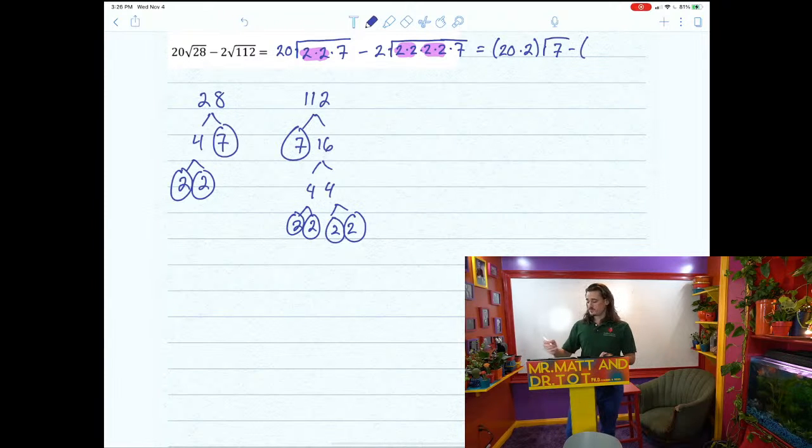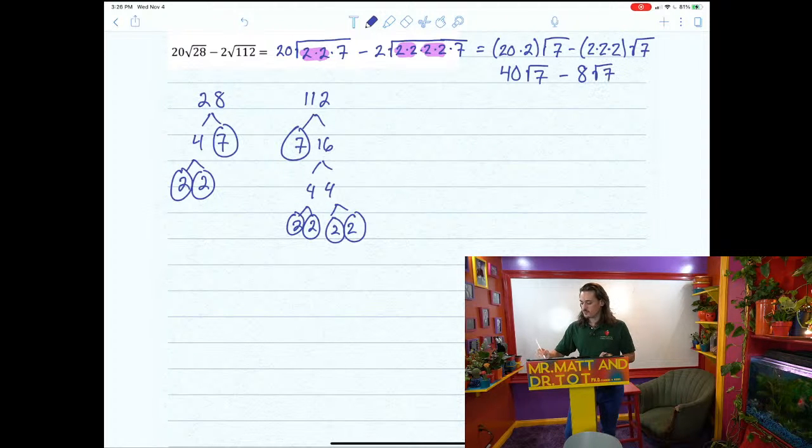Twenty times 2 is 40, so this is going to turn into 40 root 7 minus 2 times 2 times 2 is 8. Now we have common radicands, so we keep the common radicand and subtract the coefficients. So this is the same thing as 40 minus 8 times the square root of 7. 40 minus 8 is 32. So your answer here would be 32 root 7.